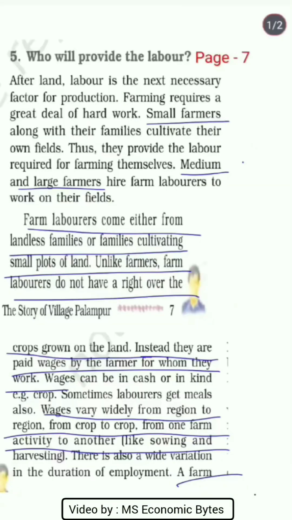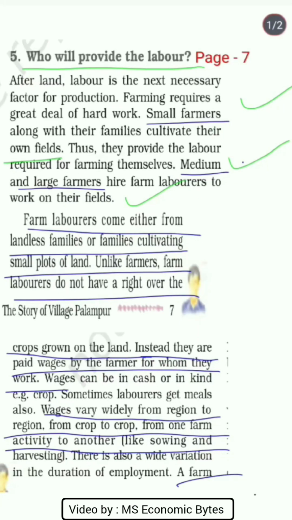In today's video of the 9th class NCERT series, we will study who will provide the labor. After land, labor is the next necessary factor of production. We have small farmers, medium farmers and large farmers. Small farmers, along with their families, cultivate their own land. They provide the labor required for farming themselves. But medium and large farmers hire farm laborers.